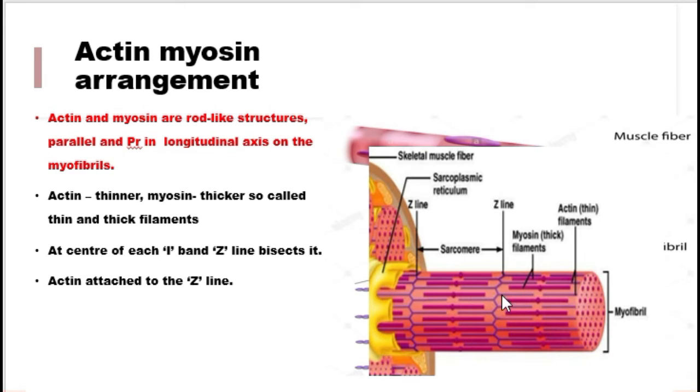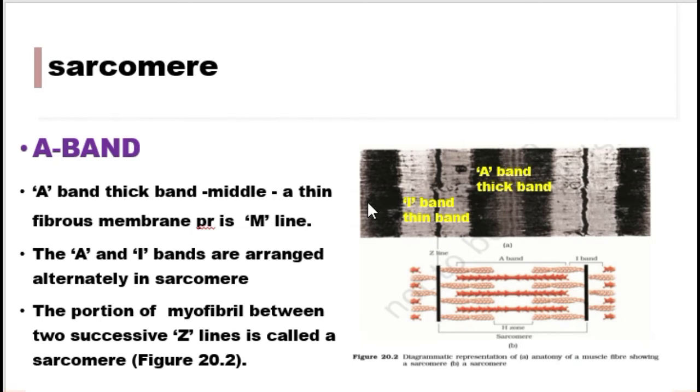You can see here in this diagram this violet colored zigzag is the Z line. Another small violet line attached to it is actin. Next we will see the A band. A band is the dark region of this diagram, and I band is the light region. In the A band or dark region, you can see at the center there is a light zone. This light zone we call H zone. At the center of this H zone there is a thick region, we call it M line.